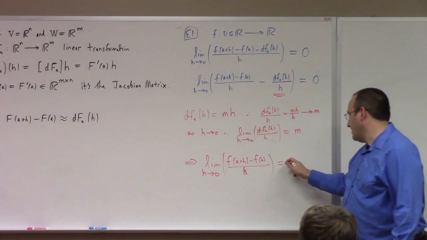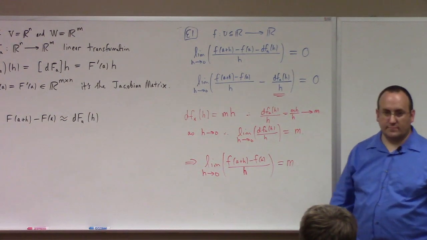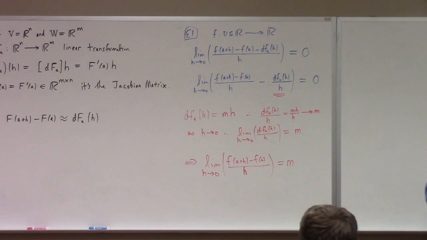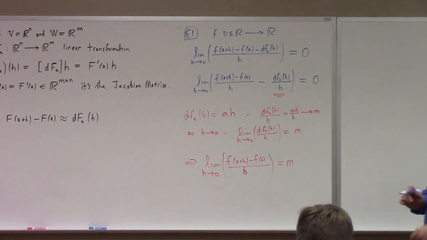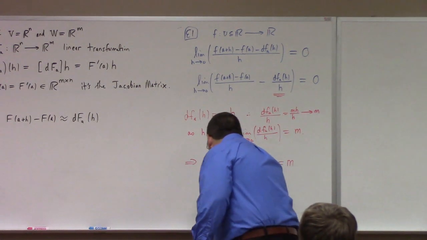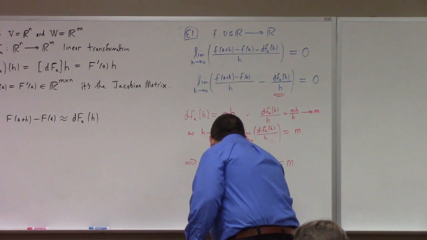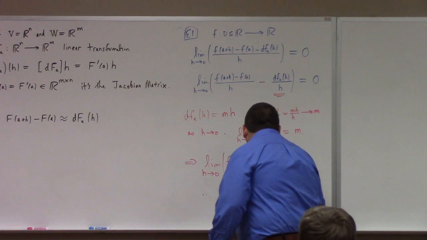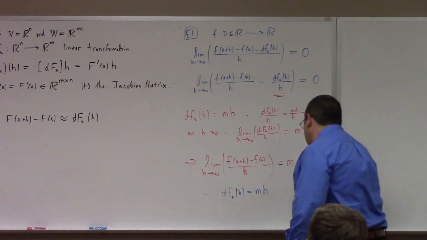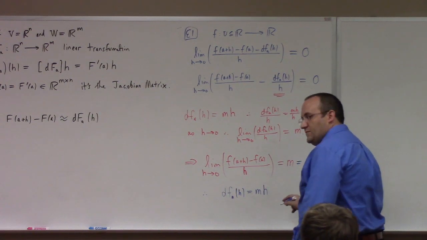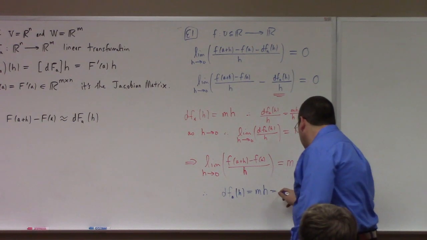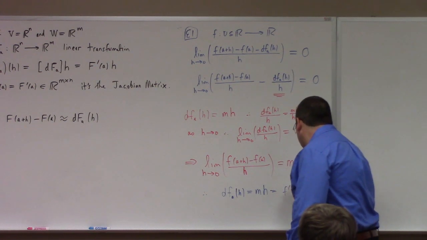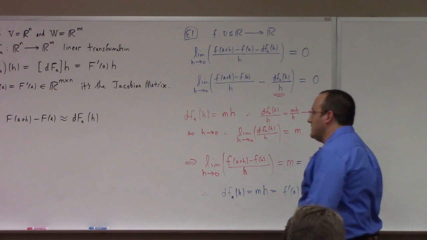So, lo and behold, we have just figured out how the differential is related to the ordinary derivative of Calculus 1. How is it related? dfa of h is equal to mh, right? But this, by definition, is f prime of a, right? Difference quotient, Calc 1, like week 2, right? So we got f prime of a times h.